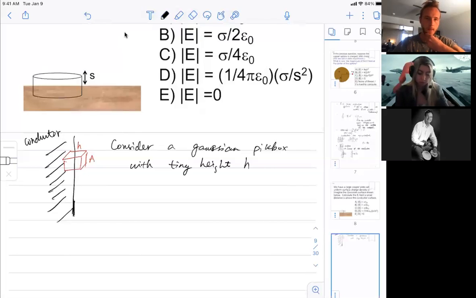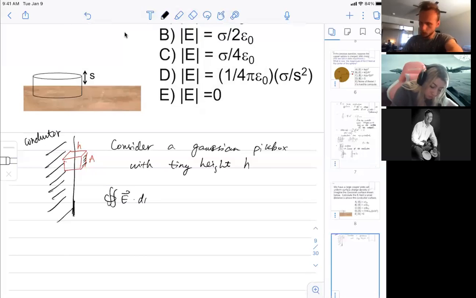So whether we choose a tiny height or not is kind of relevant, but this is a common technique: if you choose your height to be very small, you can neglect the possible contributions of the flux through the side surface. So you only need to consider the top and bottom surface. The pillbox has top and bottom surface of area A, and let's look at how Gauss's law is going to work out. E dot dA equals Q enclosed over epsilon naught.